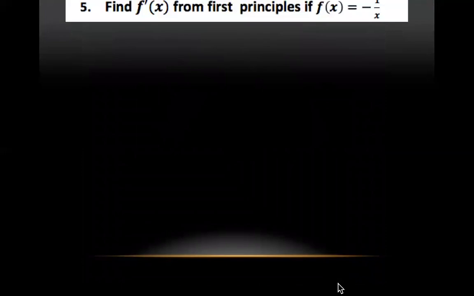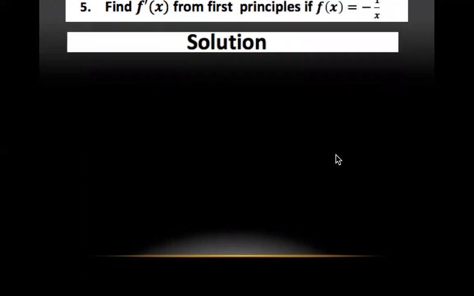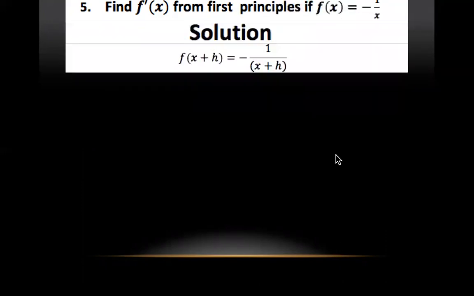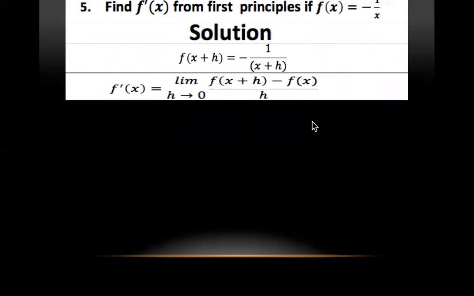Let's take a look at another example. This one is tricky. The reason is simple. It is a fraction. f of x is equal to 1 over x. So the denominator is x, therefore we have to write x plus h in the y2. Alright, so let's look at the formula.